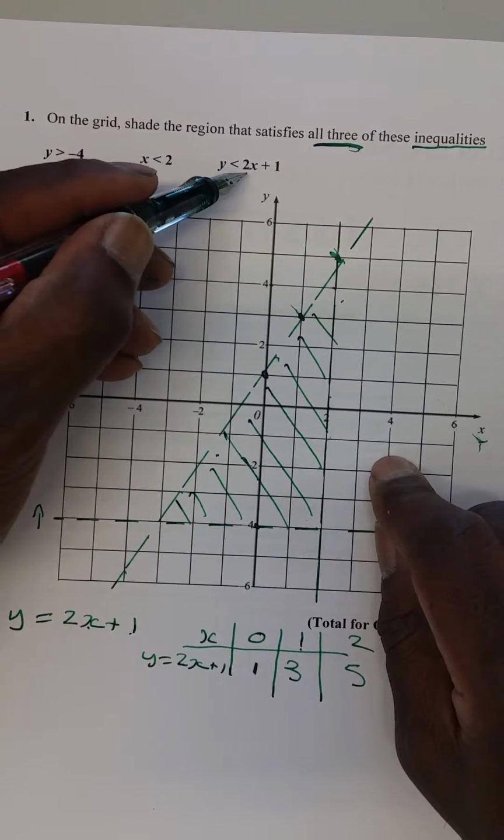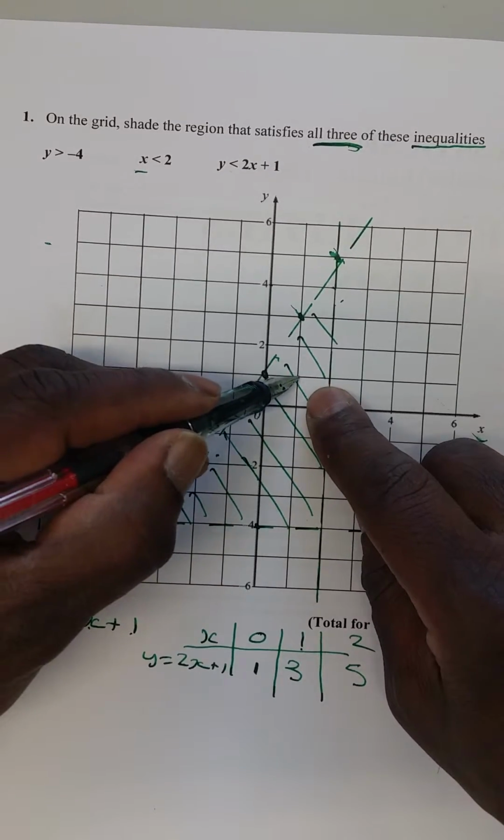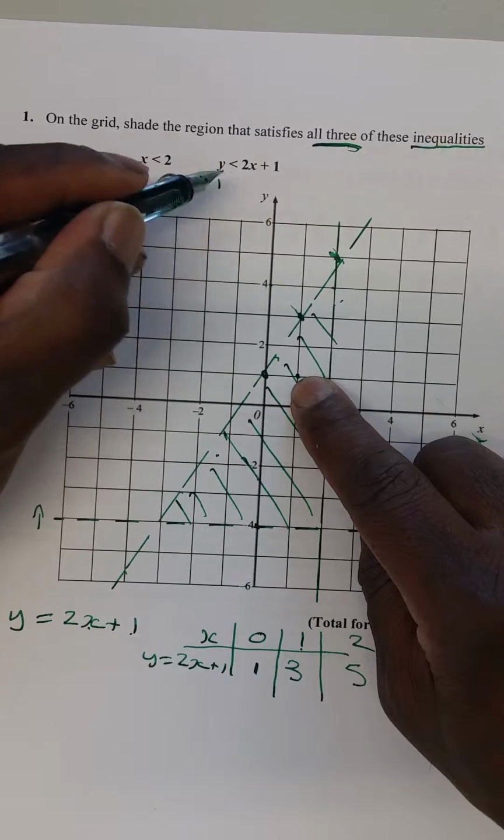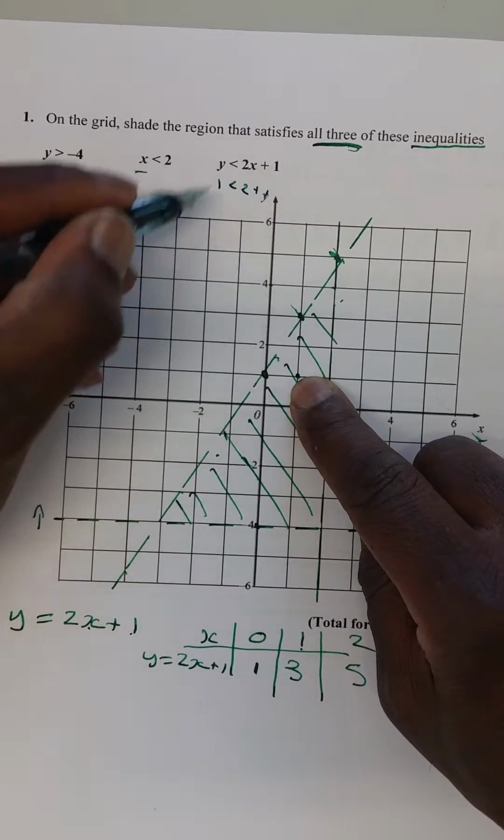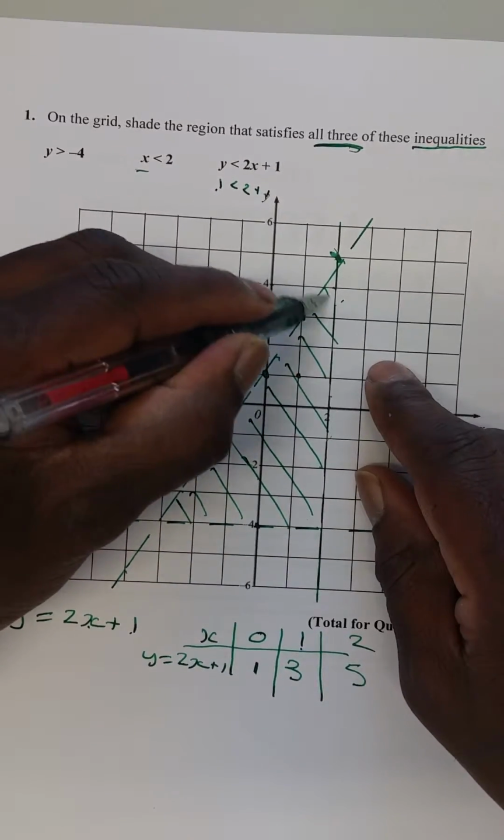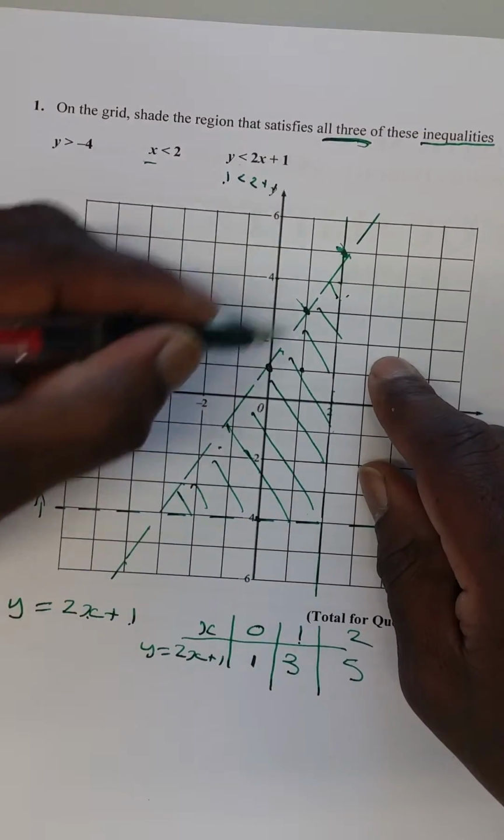To check this one here to make sure, if I pick the value here, say that value, which is 1 and 1. So y is 1. 2 times 1 is 2, plus 1 is 3. 1 is less than 3, so yes, it works. And that is how you solve and shade in inequalities with regions.